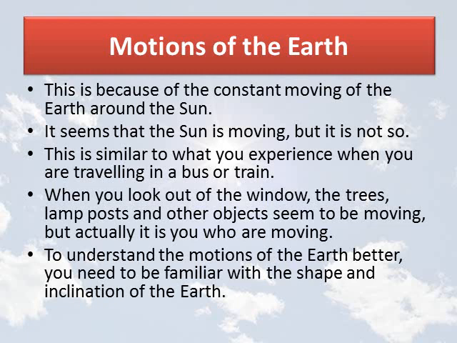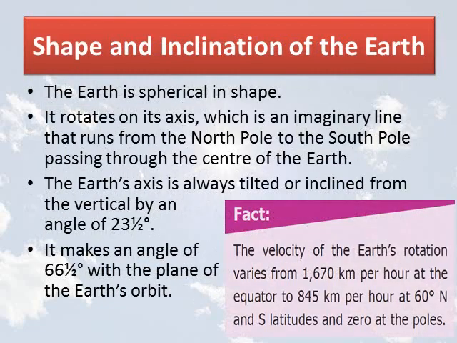The Earth is spherical in shape. That is, the Earth is like a sphere. You are very familiar with the sphere, isn't it? Can you name an object that is a sphere? Yes, that is a ball you play with. It rotates on its axis, which is an imaginary line that runs from the North Pole to the South Pole, passing through the center of the Earth.